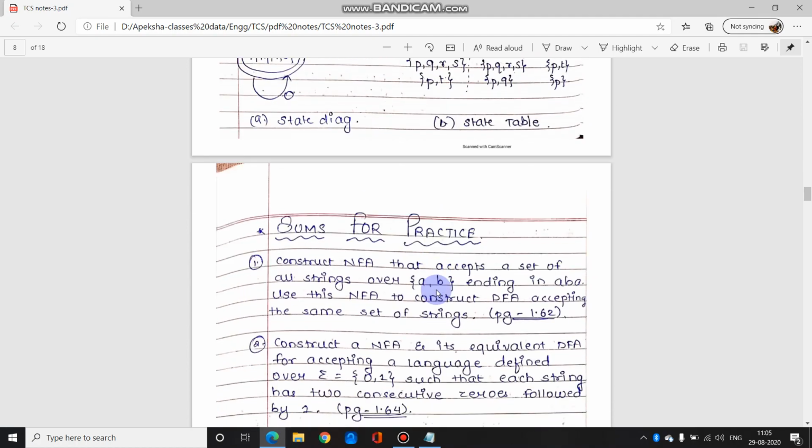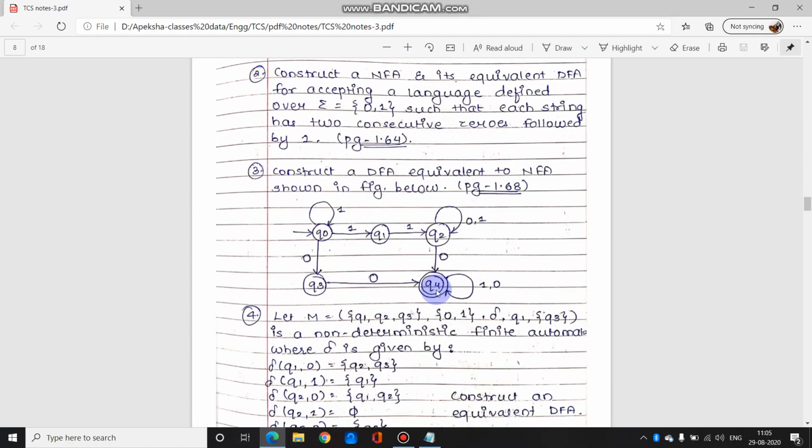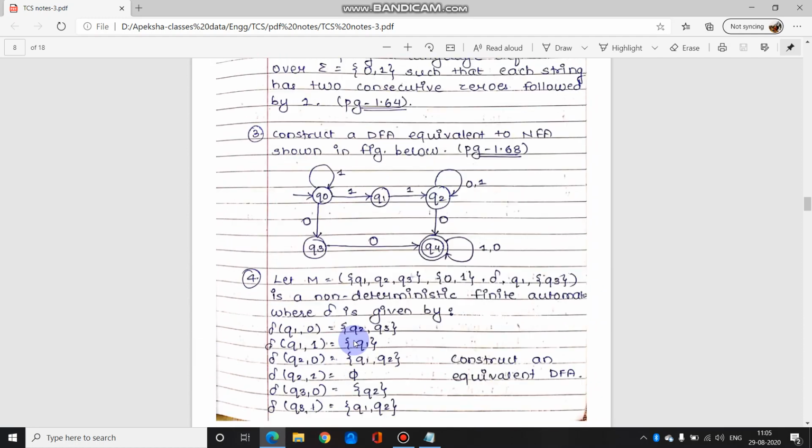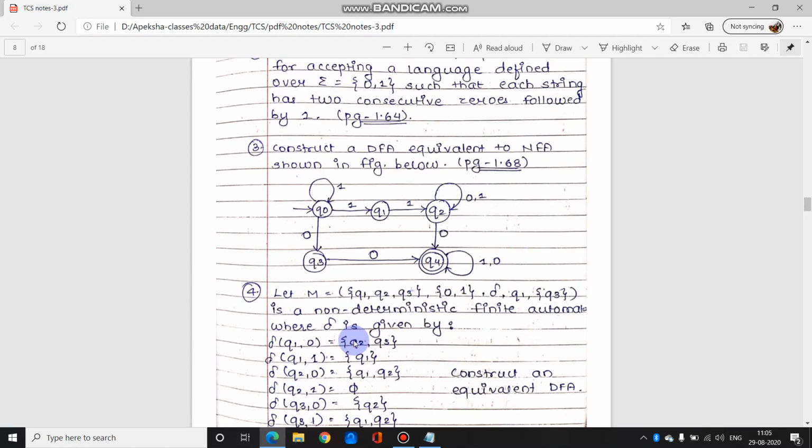Here are all the sums, you have to practice. There are 4 sums given. Next lecture we start with epsilon transitions, but for today these have to be done. And you will submit these 2 sums which are solved and these 4 sums unsolved. That is a total of 6 sums by tomorrow 10 AM. So it should be done by tomorrow.